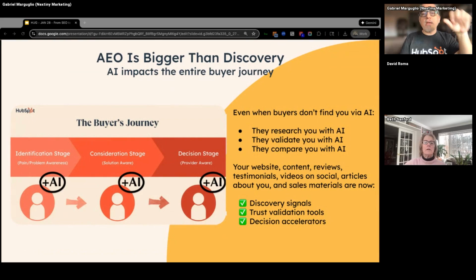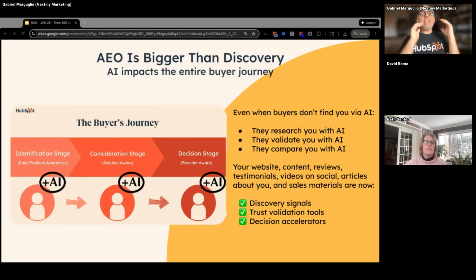They're going and they're validating, they're vetting you, they're comparing you with all the other solutions, with all the other competitors. They're checking your prices. They're asking if it's real, what you're doing, your product, your service, whatever it is. People are having conversations with AI until the last second of their decision before signing the contract.